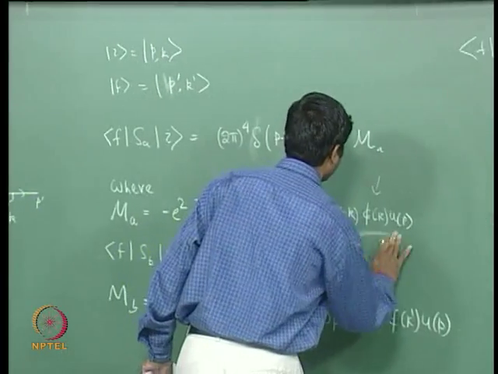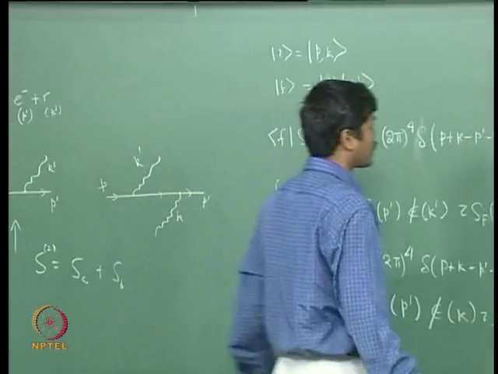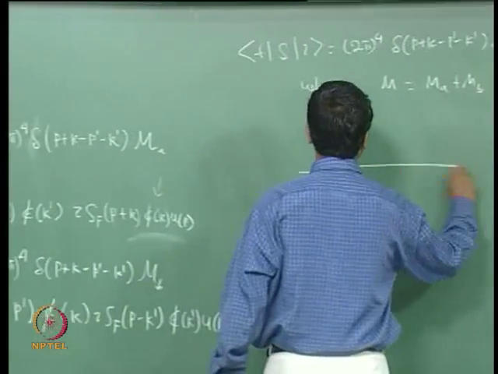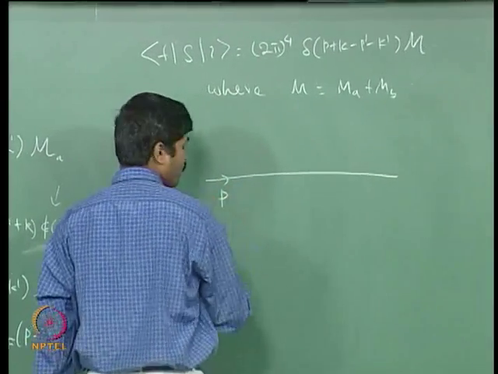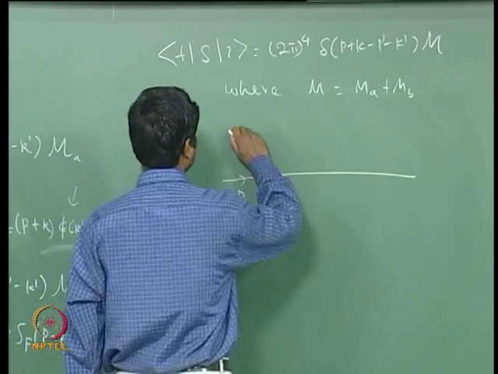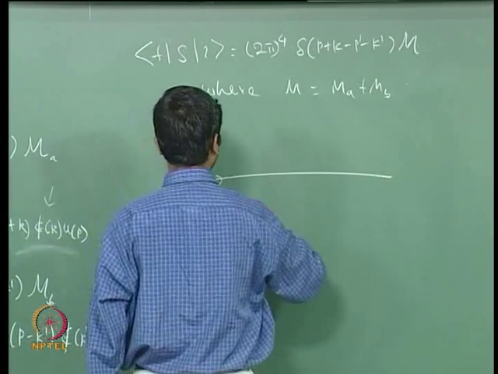So let us look at this term again. Let us look at this diagram. You have an incoming electron of momentum p, and you have an incoming photon of momentum k.